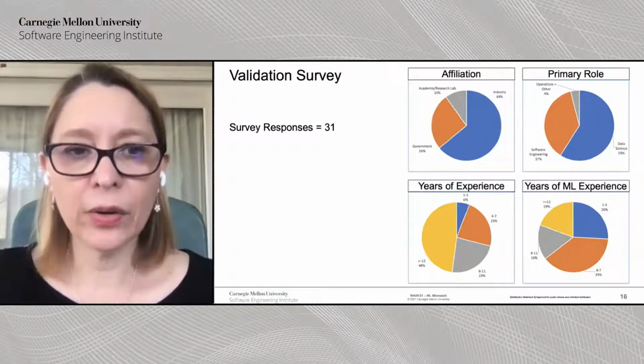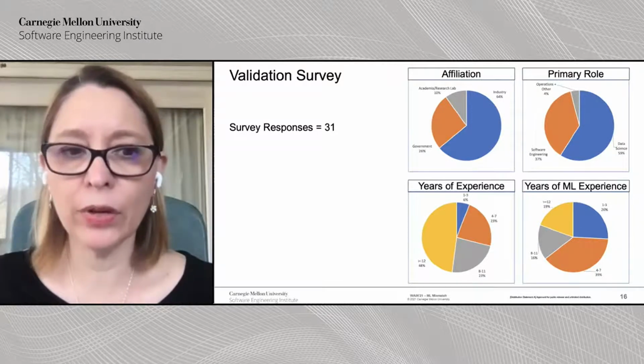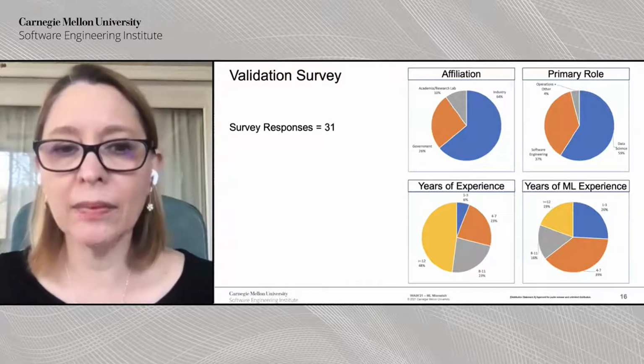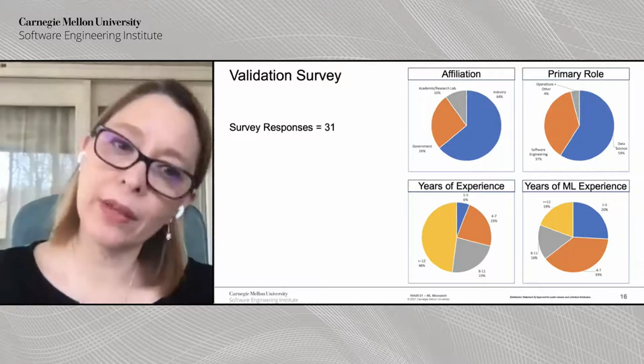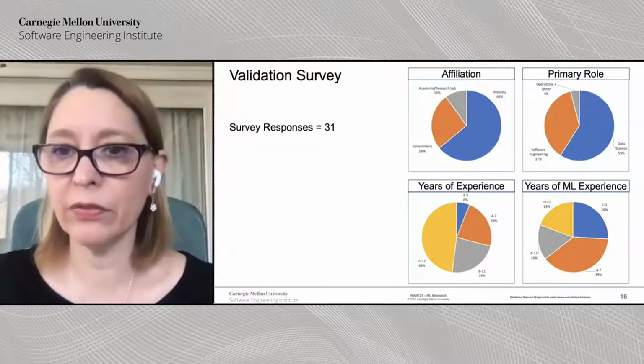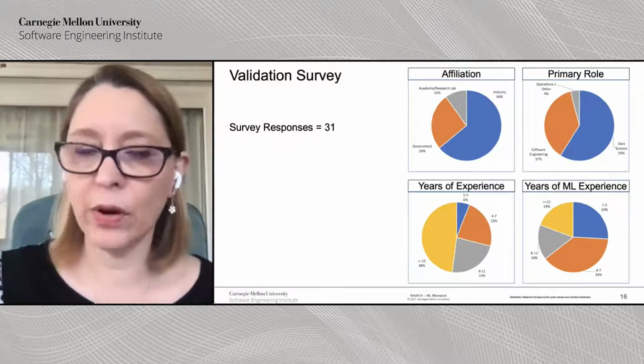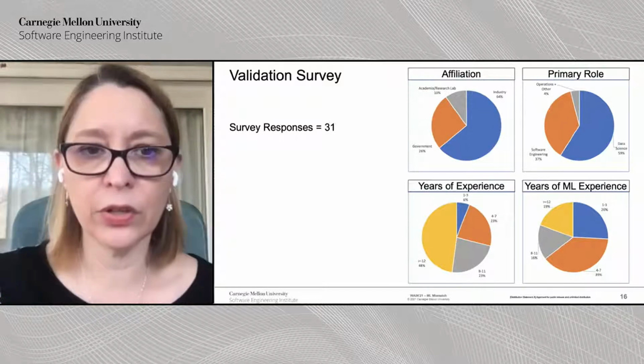To be able to validate our work, we conducted a survey where we had 31 survey responses. About half of them were people from the original set of interviews, and the other half were new people from the same or different organizations. And this chart shows some of the demographics for the people that responded to the survey.